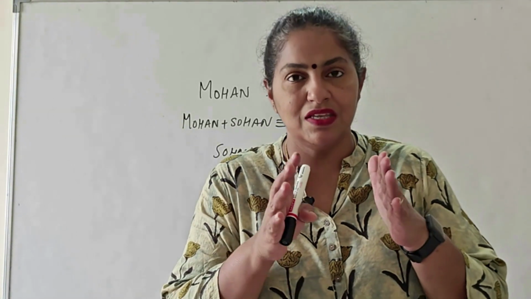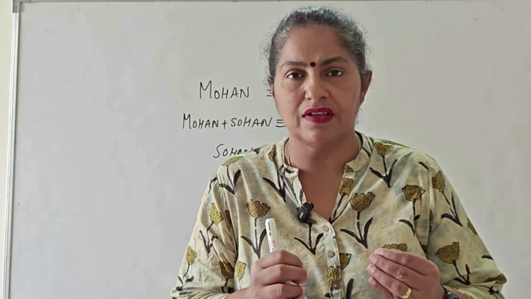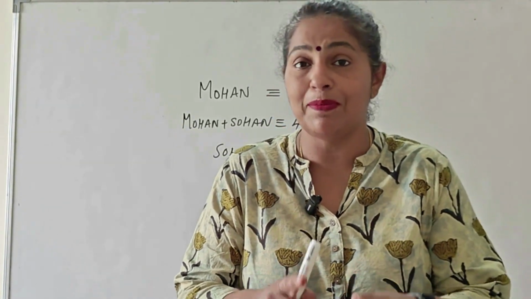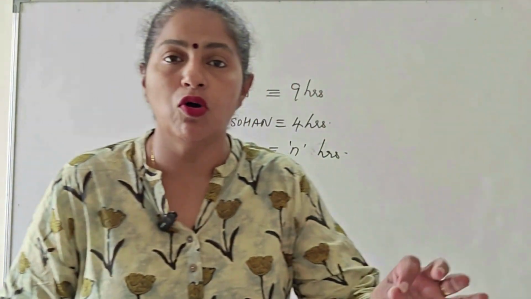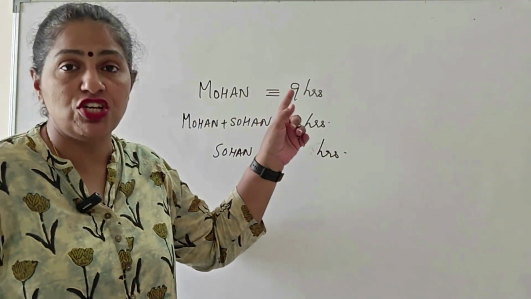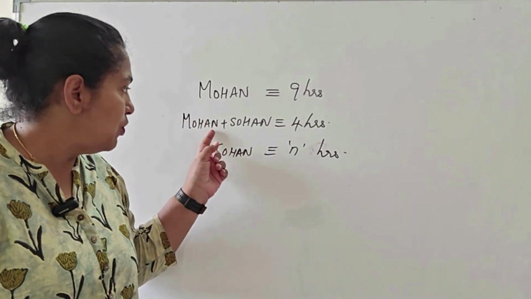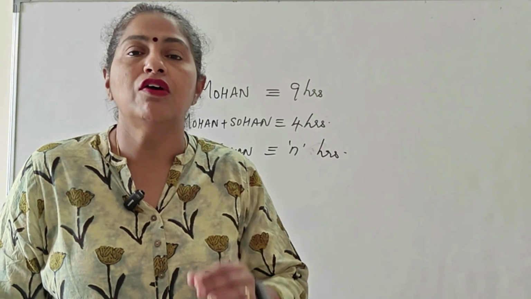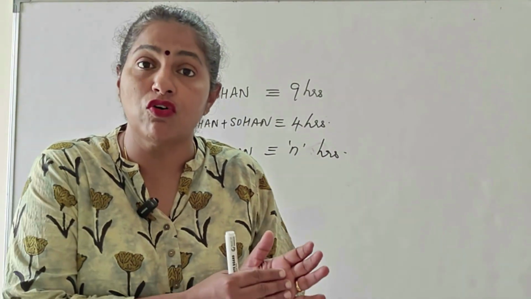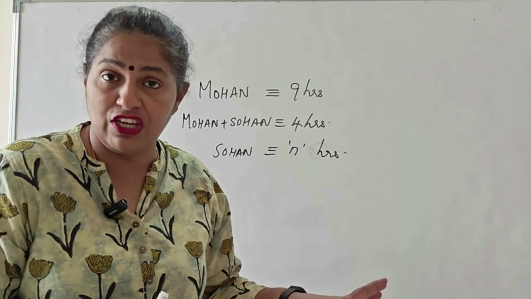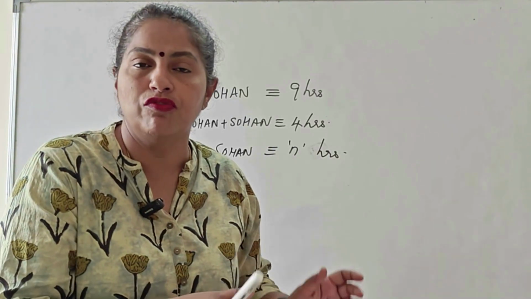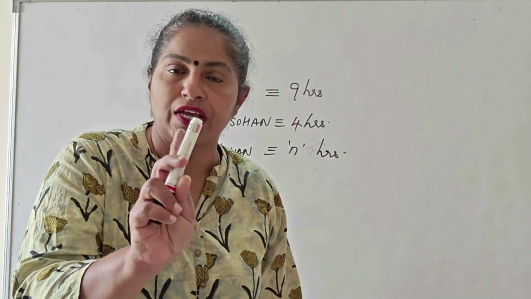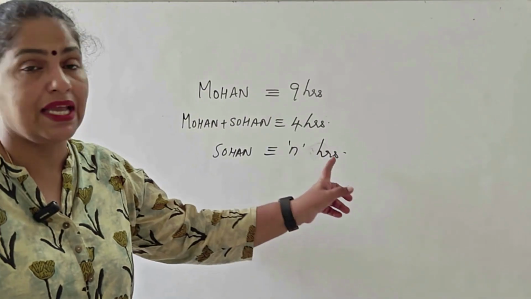The second sum is almost similar to the first sum, but we need to find a different parameter. It is given that Mohan takes 9 hours to finish a particular work, and Mohan and Sohan take 4 hours to finish the same work. Now we need to find how much time Sohan takes to finish the same amount of work.